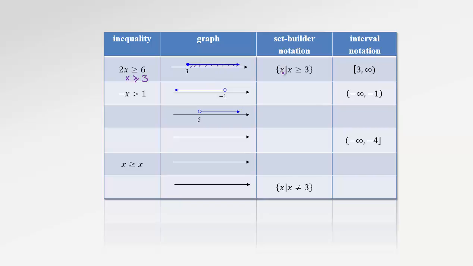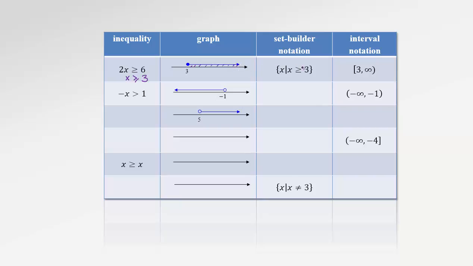The corresponding set builder notation is very similar to just the original inequality, except that we use the braces that signify the fact that we're talking about a set. So we have a set of all real numbers such that our numbers are larger or equal than 3. And we can visualize those numbers by using the arrow on the graph.